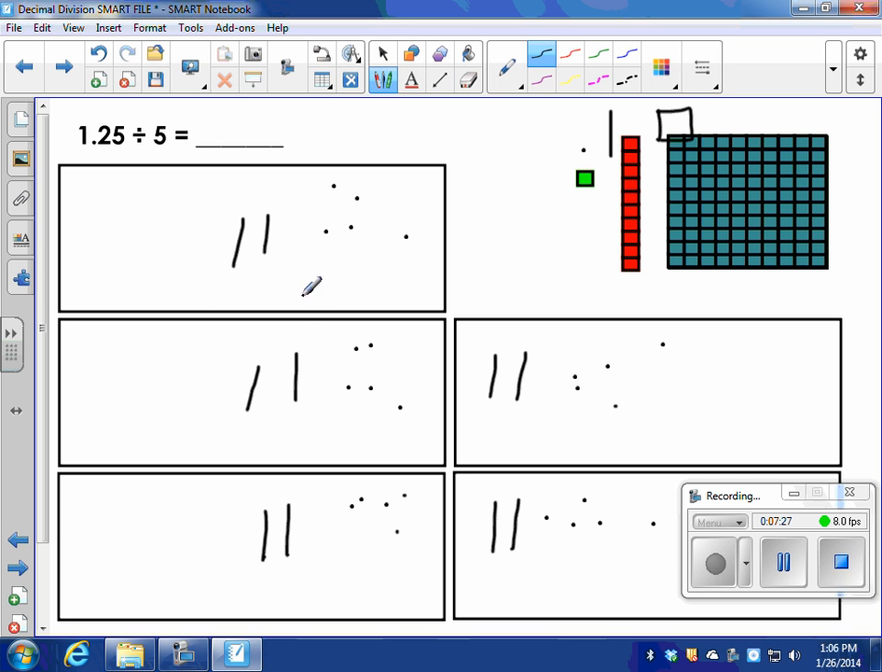And I'm going to calculate my answer now. So here I have 2 tenths, and 1, 2, 3, 4, 5 hundredths in each group. So 1 and 25 hundredths divided by 5 will give me 25 hundredths.